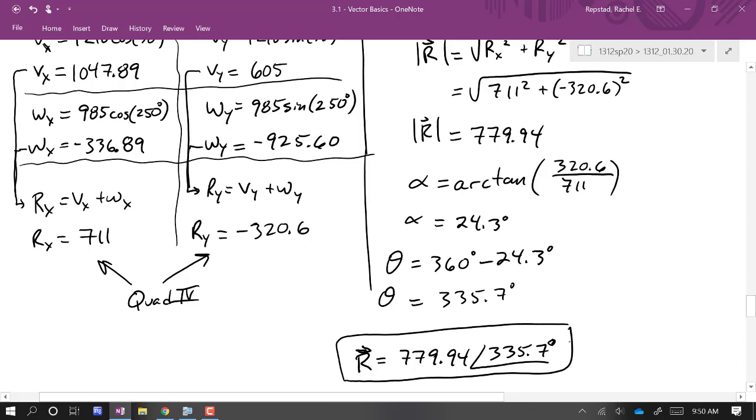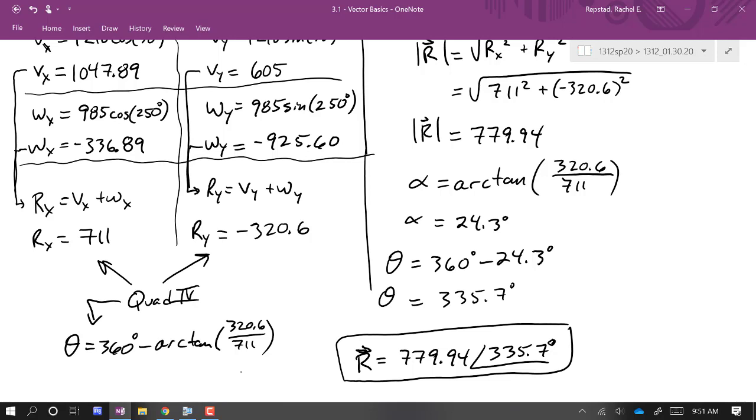You know, I broke out finding that angle, theta, into two pieces, right? First finding the reference angle and then saying, let's go ahead and subtract. After you do a bunch of these, a lot of people might just roll that into one step and say, oh, this is in quadrant 4, so when I find theta, I'm going to take 360 and subtract arctan of 320.6 over 711, and that's totally fine to do. Just make sure that you're still plugging the positives into the arctan, right? The idea is that this is the reference angle that you're using to make an adjustment based on the quadrant.